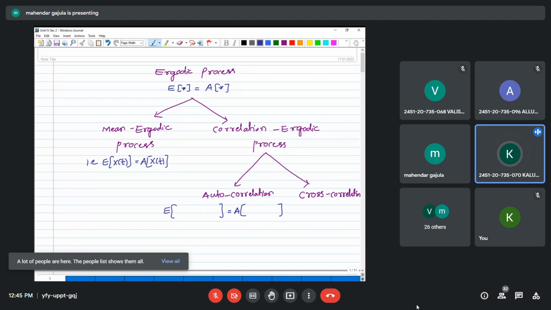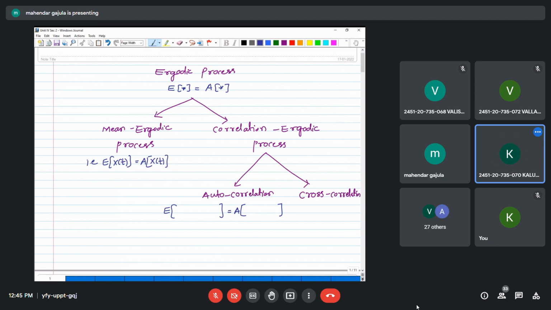Correlation about the range, about the points. Expectation of random variables, sir. The same random variable with some delay. Maybe there is a delay or maybe there is no delay.